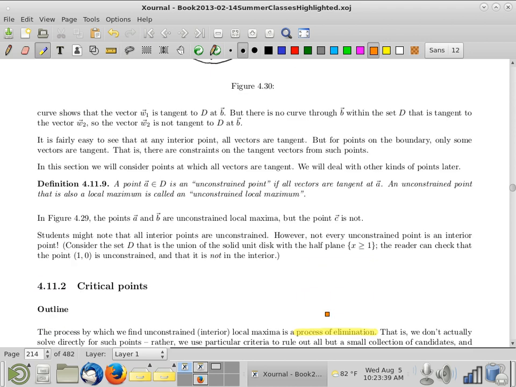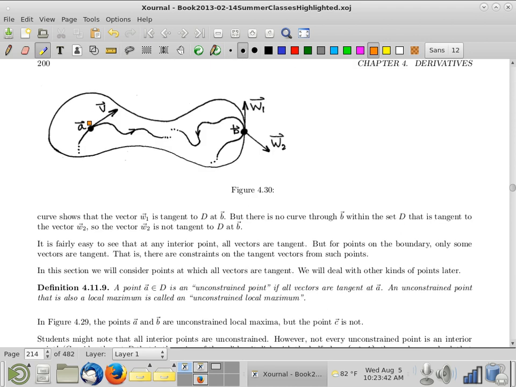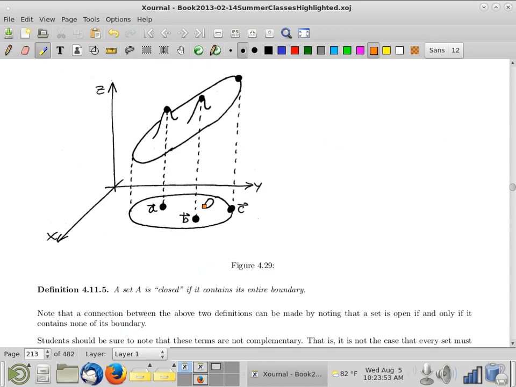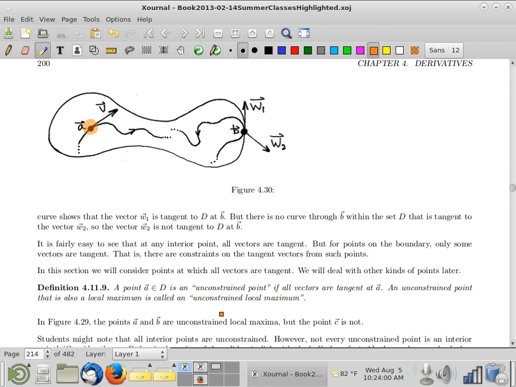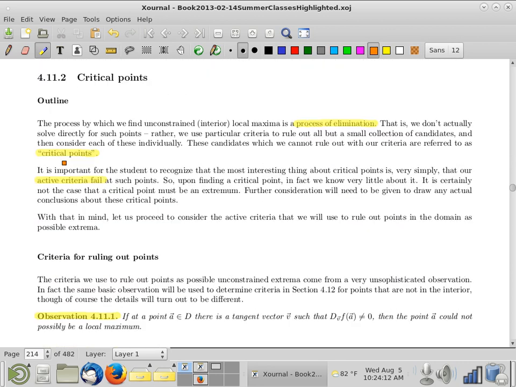So another way to say what we're going to be doing is we're going to start by looking at points like this. Specifically, we're going to look at unconstrained points. So when we're trying to find these kinds of maxima, what we're looking for is unconstrained points that are also local maxima. So an unconstrained point, also a local maximum, unconstrained local maximum. All right, bunch of terminology. It has to get said, and now we can start talking about how we find them.